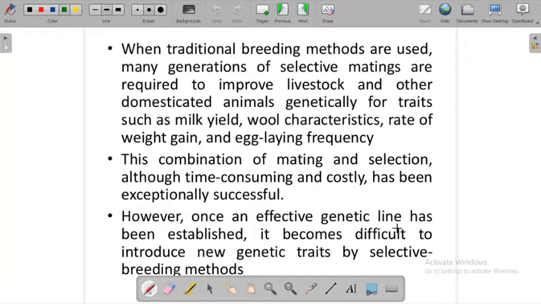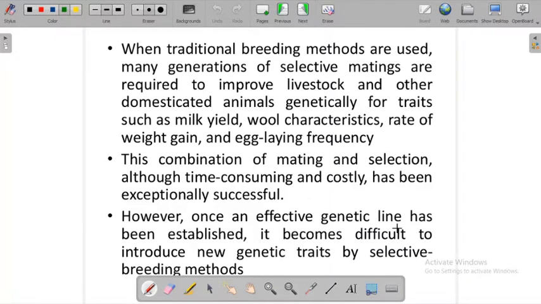Now, the combination of mating and selection is time consuming, and it is too costly because we need to bring good quality animals from one place to another. The transportation cost is included, and then the overall labor cost is also there, right? That technique was quite successful, but it is laborious and time consuming. However, once an effective genetic line has been established, it becomes difficult to introduce a new genetic trait by selective breeding methods.